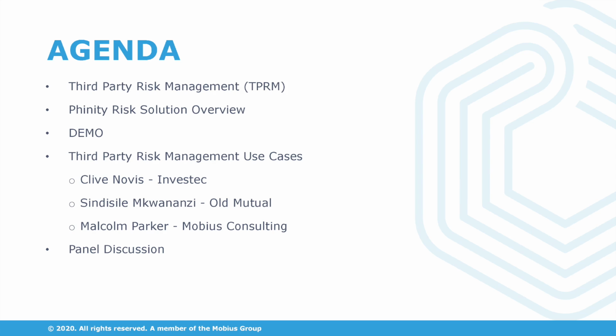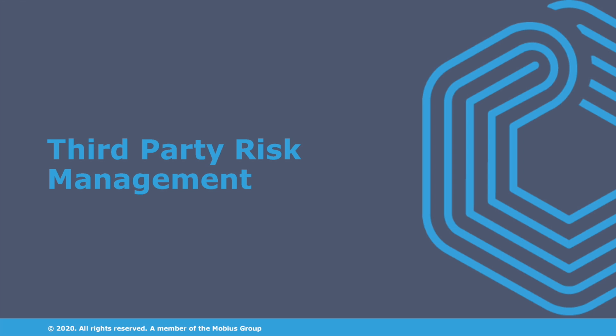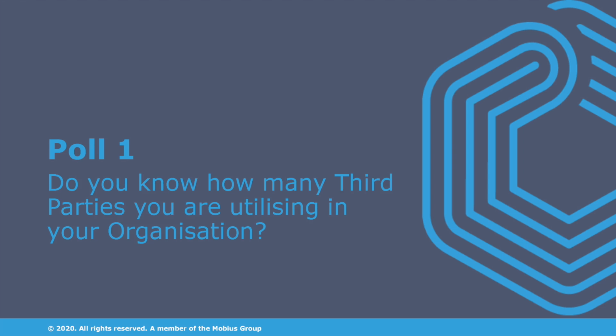Our first section is on third-party risk management itself and the state of third-party risk management. We've done quite a bit of research for this webinar, trawled through the internet, trawled through various organizations' reports on third-party risk management, as well as overlaid that with our own experiences from a Mobius Consulting perspective. So I'm just going to kick it off with our first poll, which will be telling and keep the session interactive. Please use the voting buttons to answer the question: do you know how many third parties your organization currently uses?